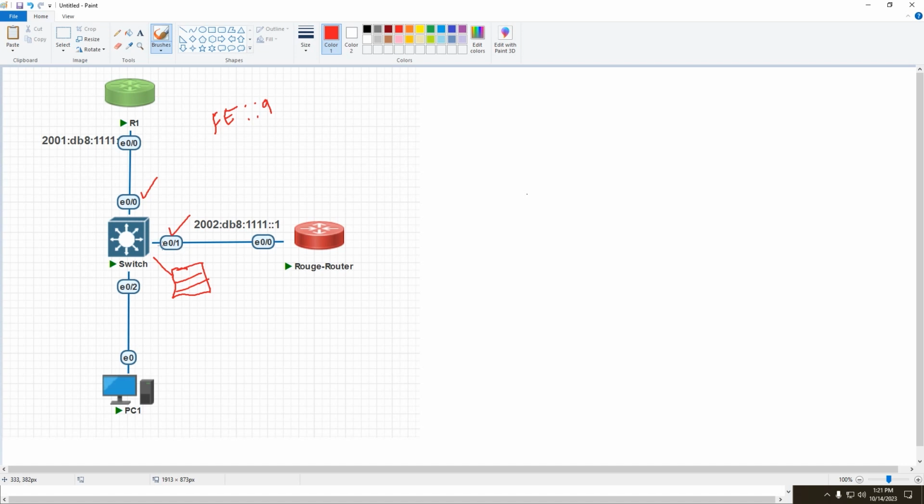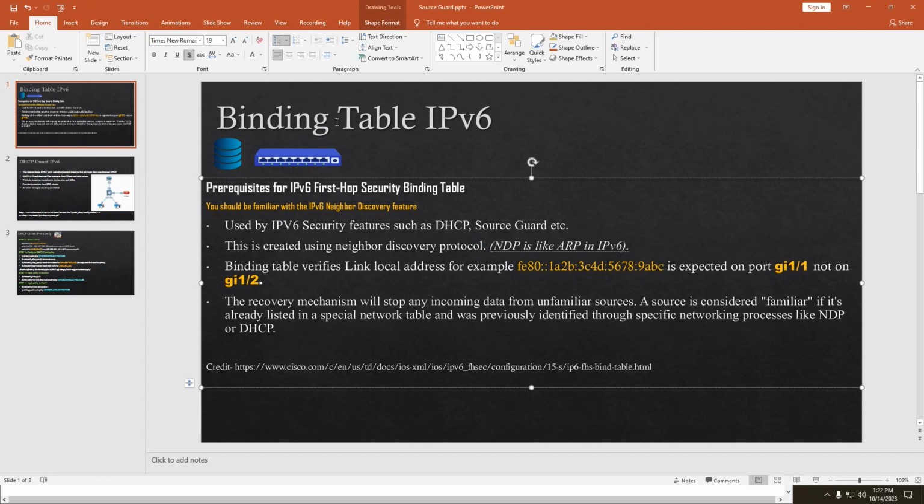So now the switch is able to protect from such attacks like IP spoofing, etc. We'll look into those in more detail, but this is the mechanism how the switch verifies that, okay, if you're not in my database and/or you're coming from the wrong interface, I'm dropping you. Okay, so that's pretty much it about the binding table.